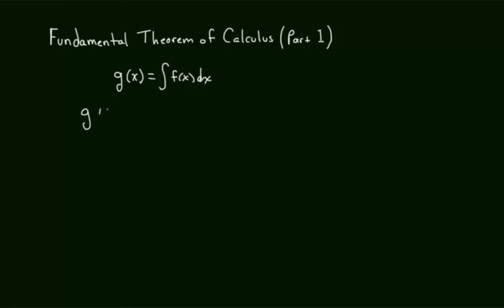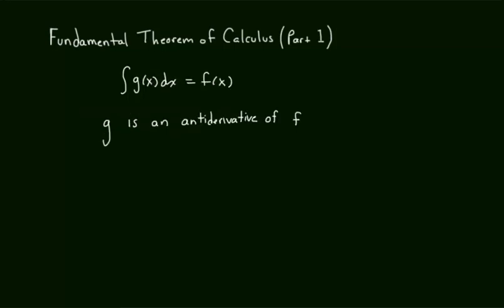G is an antiderivative of f, and f is the derivative of g. So this simple statement here gives us a relationship. It gives us that g is an antiderivative of f, and f is the derivative of g.